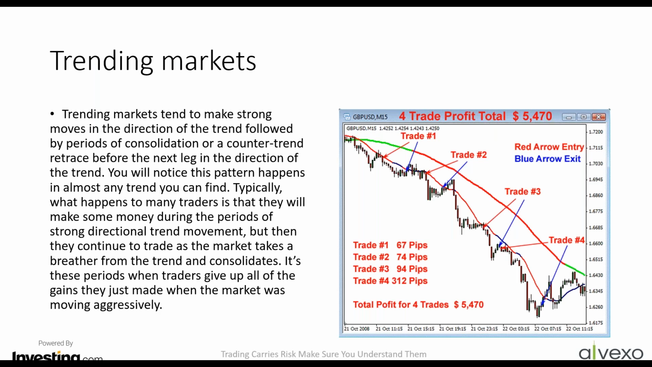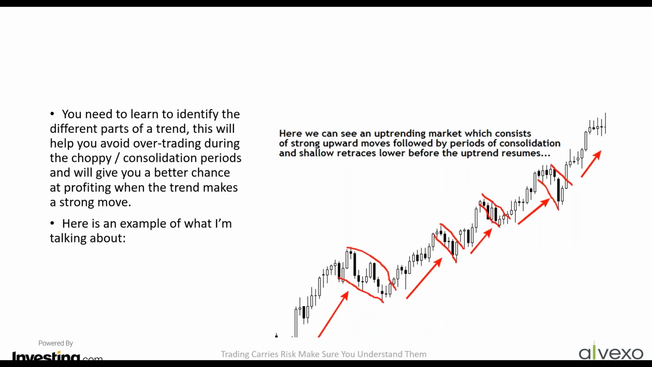Trending markets tend to make strong moves in the direction of the trend, followed by periods of consolidation or counter trend retraces before the next leg. So you need to learn to identify the different parts of a trend. This will help you avoid over trading during the chopping and consolidation periods and will give you a better chance of profiting when the trend makes strong moves.